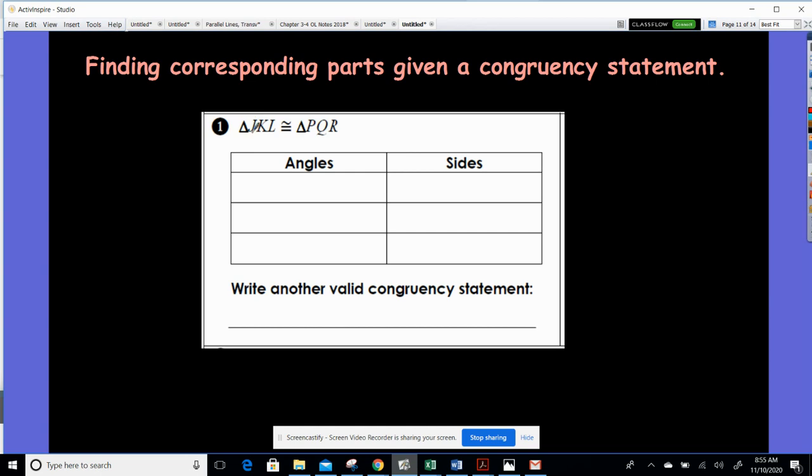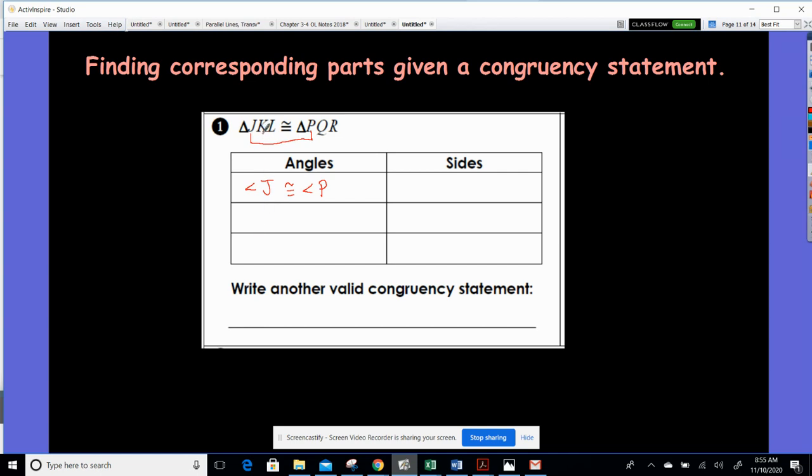Since J is the first letter of this triangle and P is the first letter of the second triangle, it means that those two angles would be congruent. So just seeing that they're the first letters in the congruency statement, we can say that angle J is congruent to angle P.